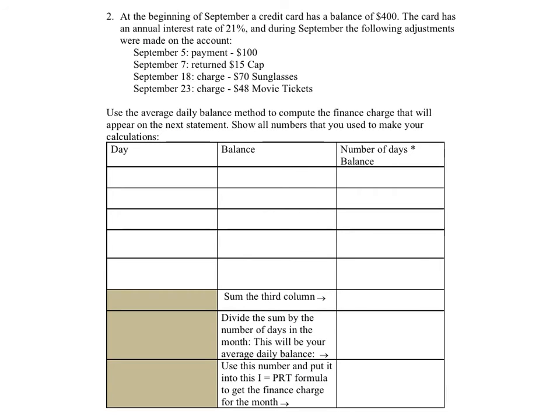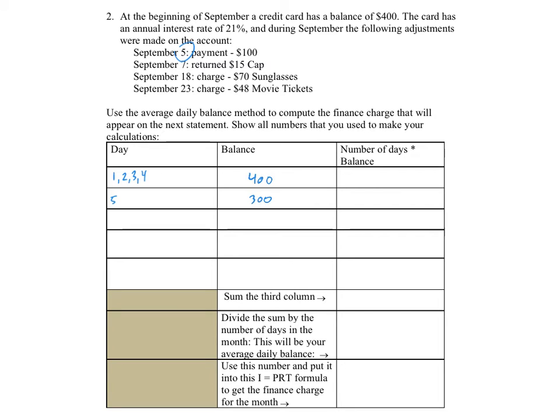Problem number 2 has the exact same setup, but we've got to pay a little bit more attention to detail when using the average daily balance method. I begin the month with a balance of $400, and then nothing happens until September 5th. So that would be in the day column. I'm going to fill in the first, the second, the third, and the fourth, but not the fifth, because on the 5th I made a $100 payment. So my balance on the 5th of the month drops to $300 because I made that payment.